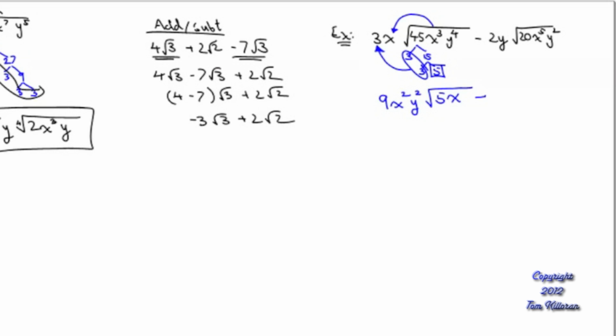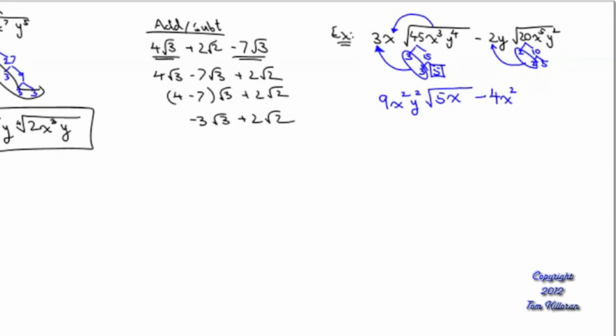Minus, all right, now we need to break down 20. So that's 2 and 10, which is 2 and 5. I could pull out a 2, but that 2 is going to run into that 2, making it positive 4. Well, negative 4 here. All right, index of 2 goes into 5 how many times? 2 times, so we're going to get 2 factors of x.